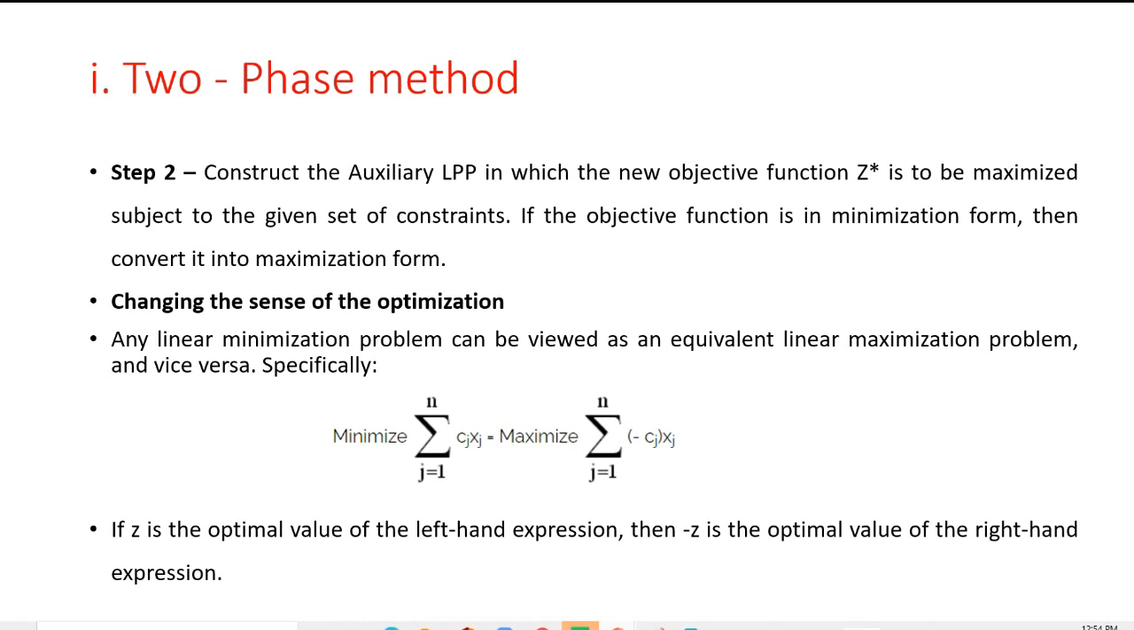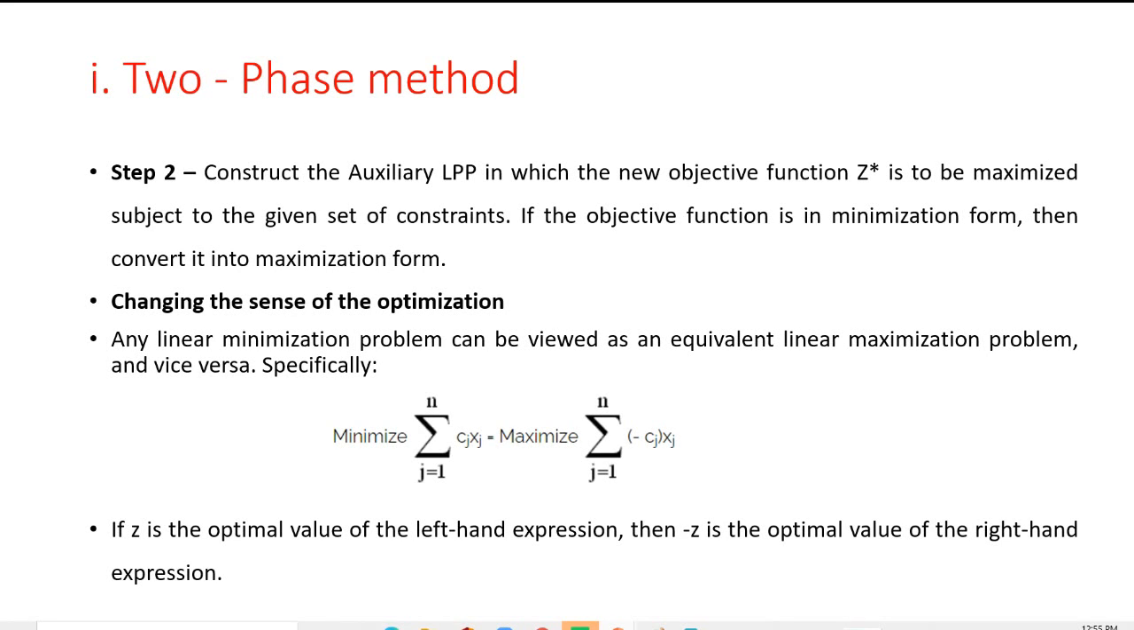So in the second step, for solving the two-phase method, we require the objective function to be maximized. We do not use the minimize objective function. If the objective function is in the form of minimization, then first we have to convert this minimize objective function into the maximization form. So how do we convert the minimize objective function into the maximize form? By changing the sense of the optimization. Any linear minimization problem can be viewed as an equivalent linear maximization problem and vice versa.